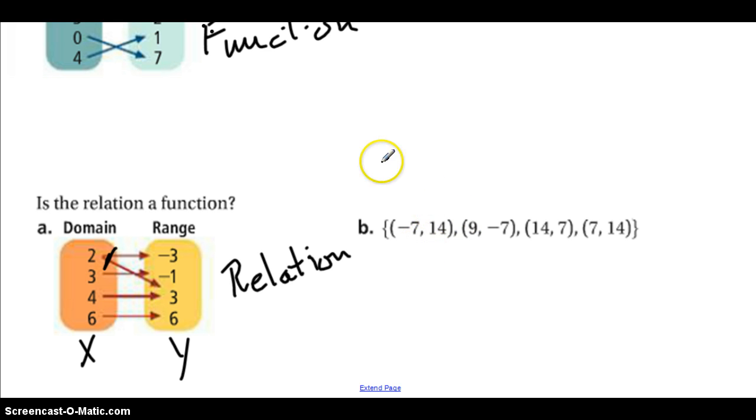Let's take a look at this setup and see if we can determine whether or not it is a relation or a function. Let's look at all the x values and see if there is anything the same in the domain.